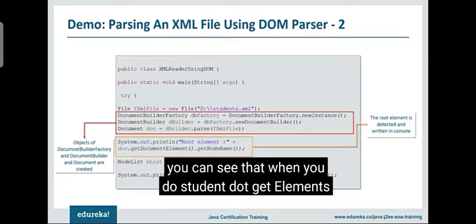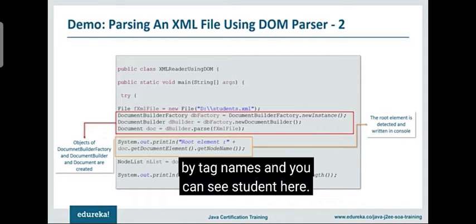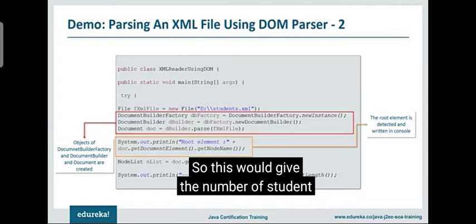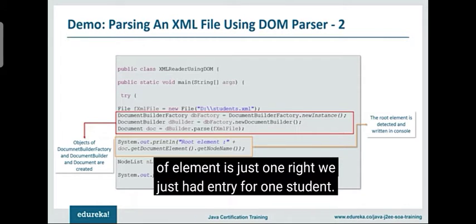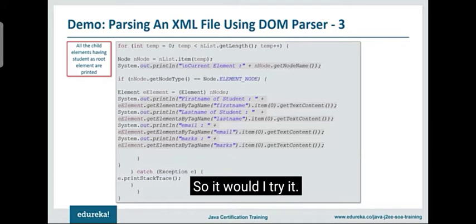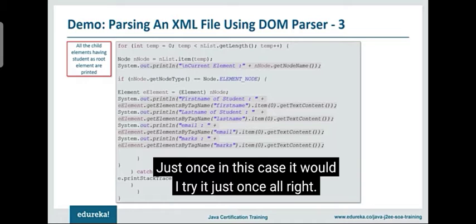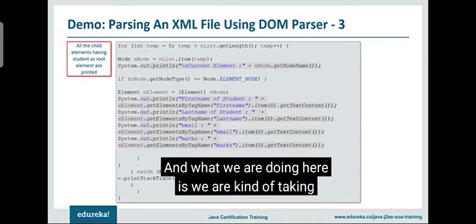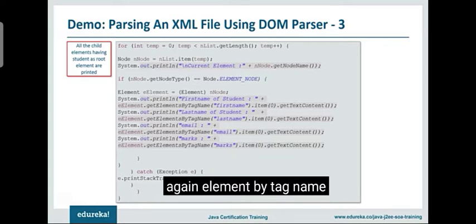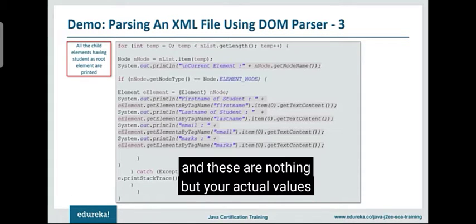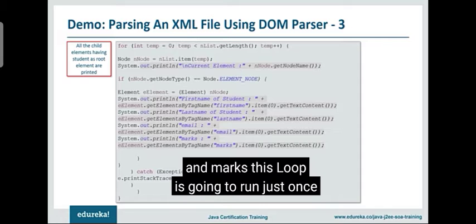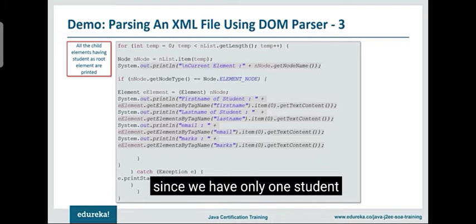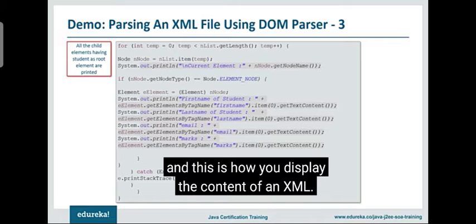So in this case, you can see that when you do student.getElementsByTagName, and you can see student here, this would give the number of students that you have within a document. In the previous example that we took, the number of elements is just one, right? We just had an entry for one student. So it would iterate just once, all right? And what we are doing here is we are again taking element by tag name, and these are nothing but your actual values: the first name, last name, email, and marks. This loop is going to run just once since we have only one student. And this is how you display the content of an XML.